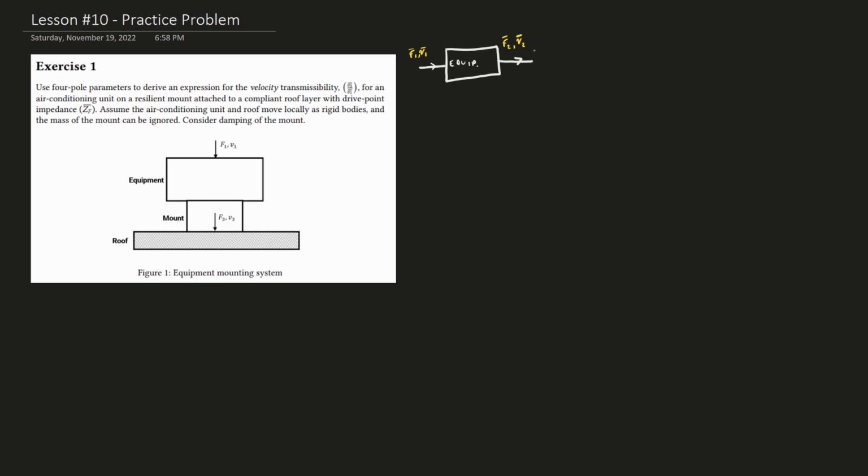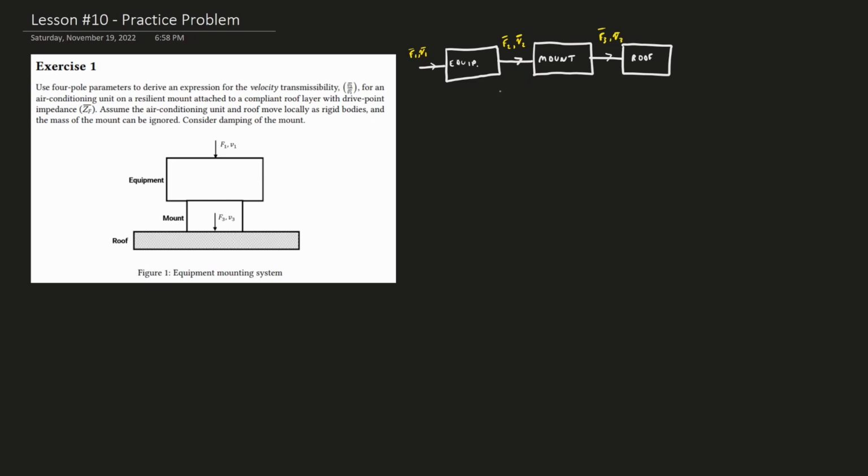And then this is going to be the mount. And then we can draw another arrow between the mount and the roof, with the mount sitting on the roof, and that'll be F3 and V3 as given in the problem statement, connecting to our roof.